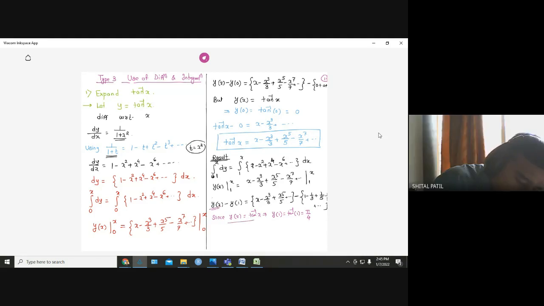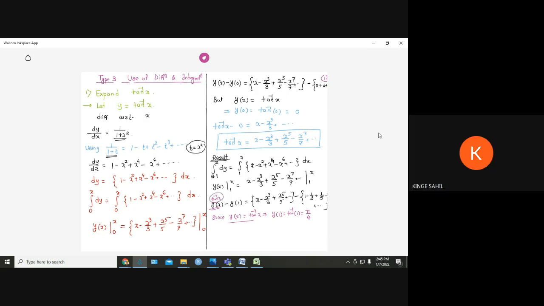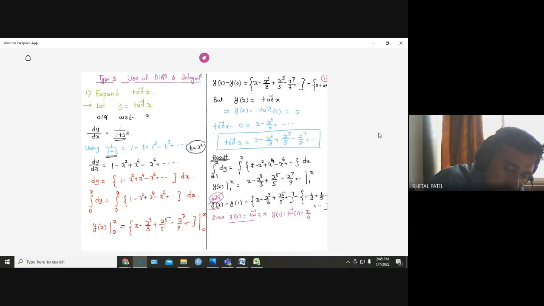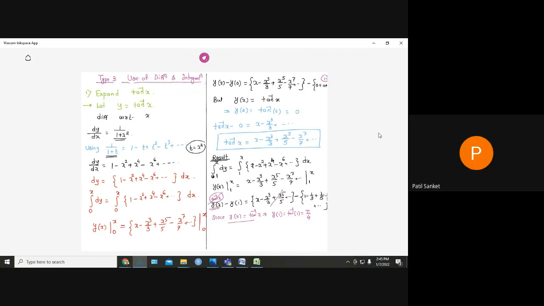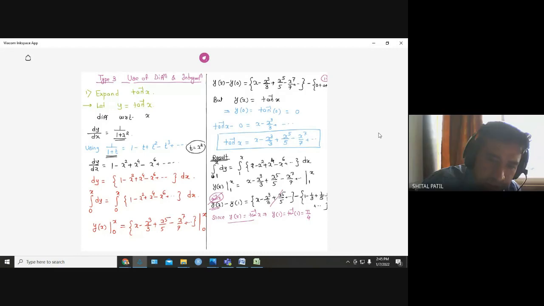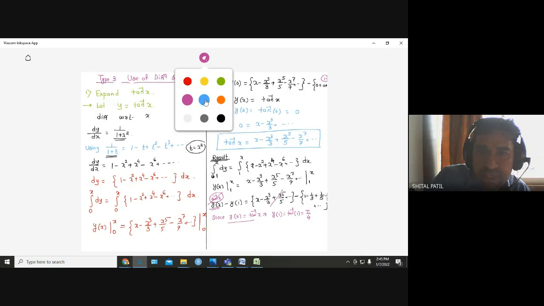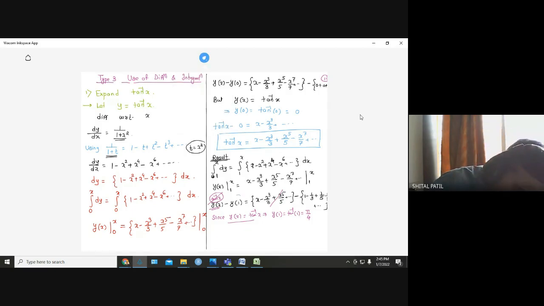And from the above result, we know the expansion of tan inverse x. So can I cancel these two? Yes, sir. So what is y of 1? The series is y of 1. Do you understand this much in maths or not? This y of 1 is equal to this bracket.